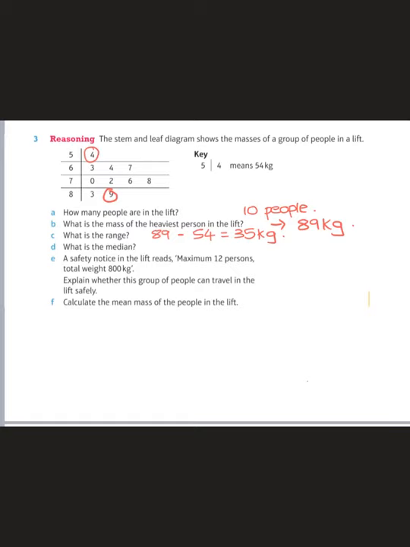Question D. What is the median? So what we need to do, we need to count the numbers of people. So we got 10. Okay, and then we divide it by 2. So 10 divided by 2, which gives us 5. So it's the fifth value. So we count the fifth value 1, 2, 3, 4, and 5. So the median is 70 kg.